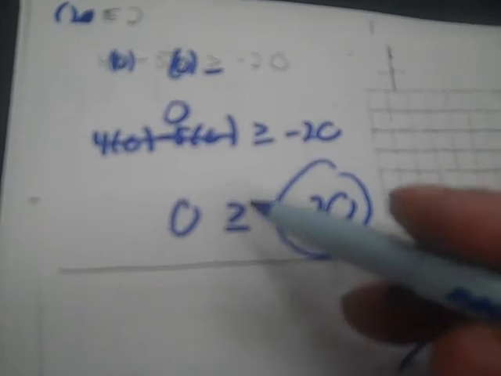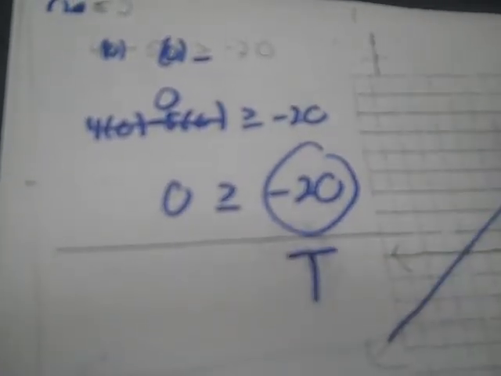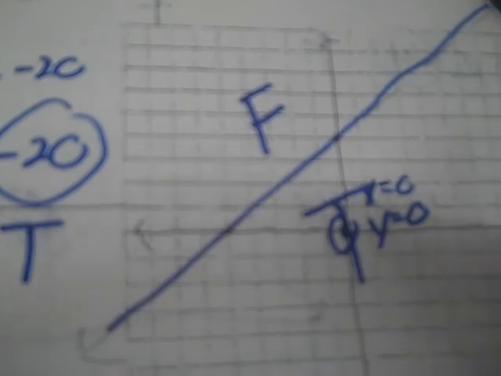Okay, negative 20 is smaller than 0. And the nose this time does point towards that number, so that's a true statement. So that's true. Anything on the other side is false for x and y.